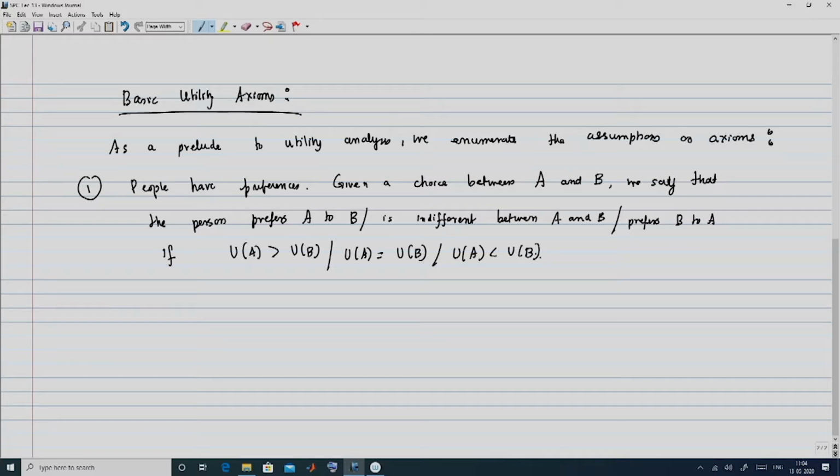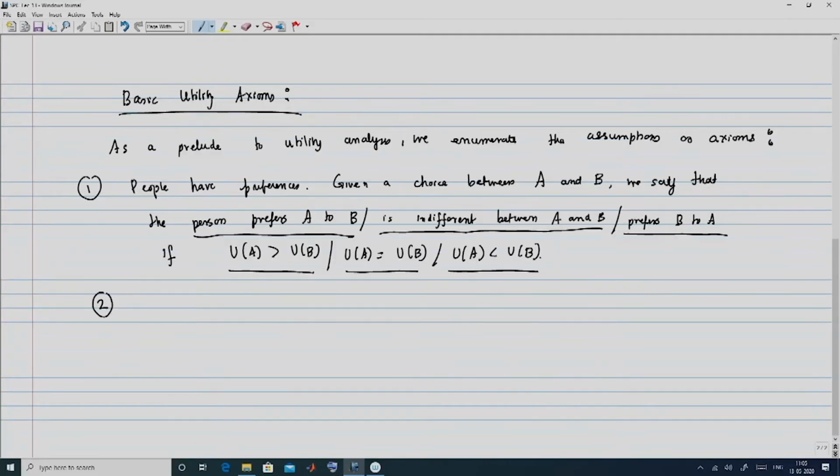This means that between two alternatives A and B, for each of those alternatives I am going to assign a numerical value, that is U of A and U of B respectively. Then in case U of A is greater than U of B, we say that the person prefers alternative A to B. If U(A) equals U(B), then the person is indifferent between the alternatives A and B, and finally if U(A) is less than U(B), then the person prefers B as compared to A. How exactly U(A) and U(B) are determined is something we will discuss as we move along this topic.